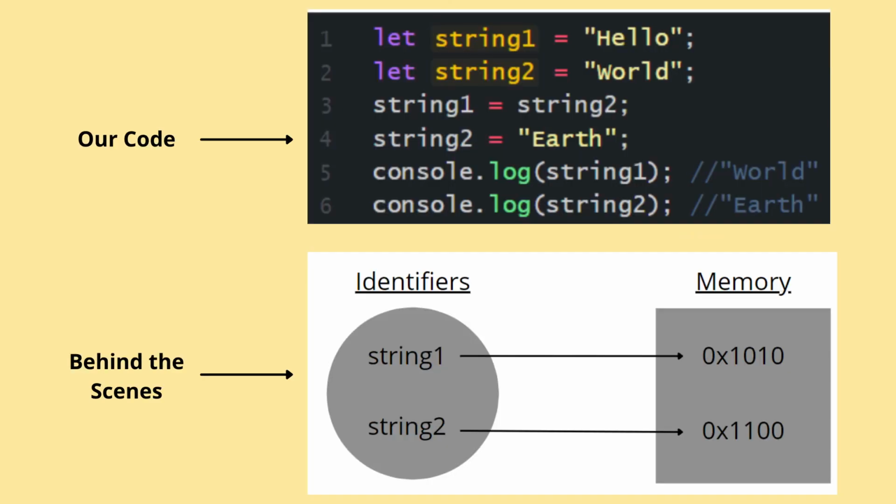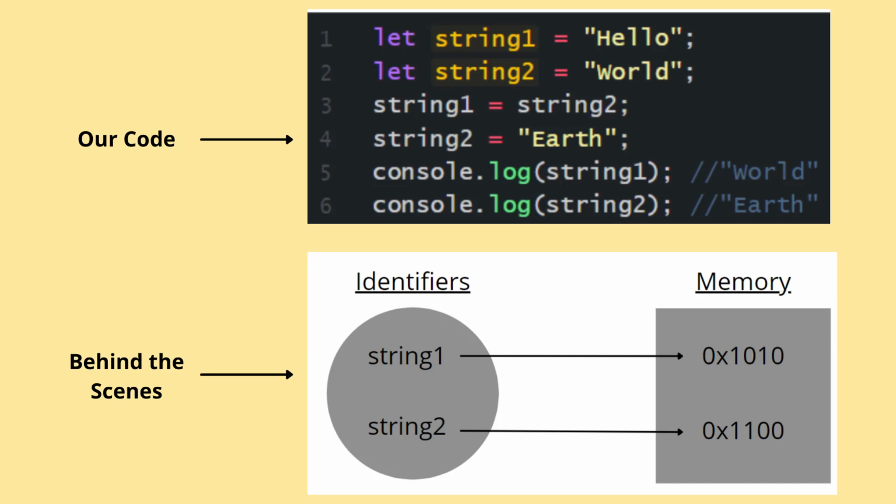Well, in this example, we have defined two variables, string1 and string2, and they are being assigned hello and world respectively. The diagram below represents what's actually happening behind the scenes when we write our code. Alright, so we have also got the identifiers here, which basically represent the variable name, and we have got memory that stores the value of the variable. Each value will have a different address in the memory. And here we can see that string1 and string2 pointers are set to different addresses with values hello and world.